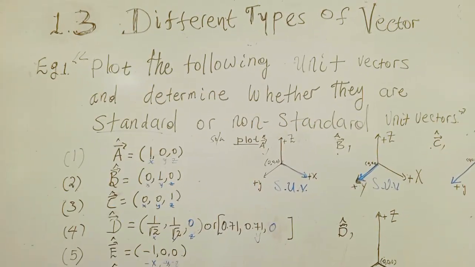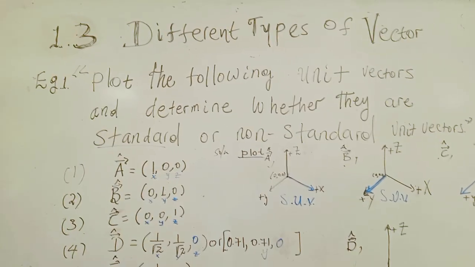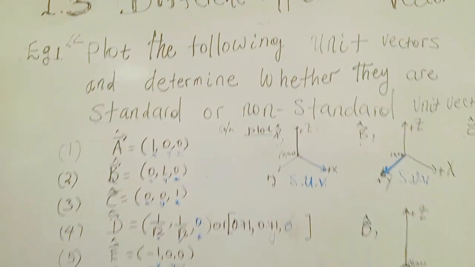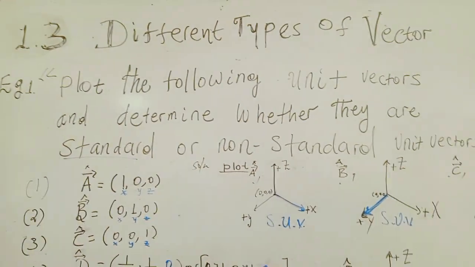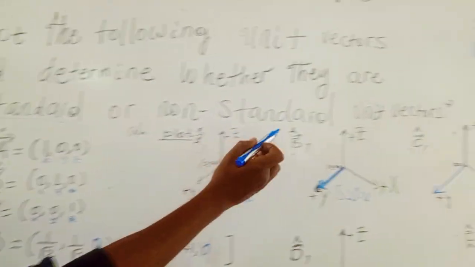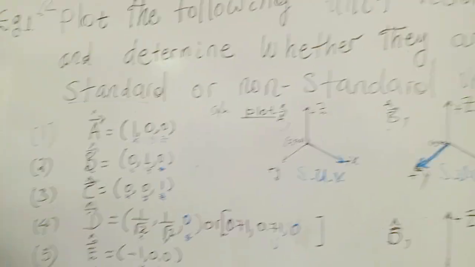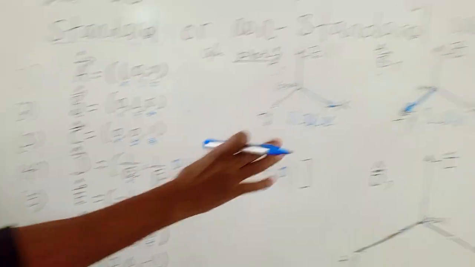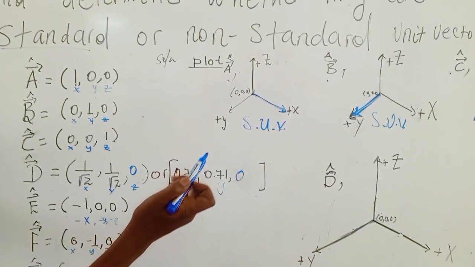Let us see today a very simple example about unit vectors. Number one question: plot the following unit vectors and determine whether they are standard or non-standard unit vectors. So let us see these unit vectors and plot them in the graph, and then we will determine whether each is a standard unit vector or not.